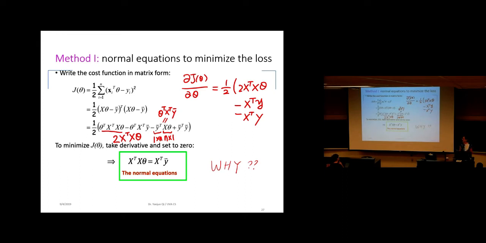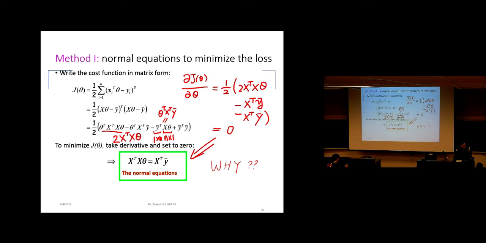Then the last term. The last term in terms of gradient, what is it? y transpose y, take the gradient versus theta. What is it? 0. Okay, and then this equals 0. What do you get? The 2 got canceled out, right? That's exactly x transpose x theta equals x transpose y.